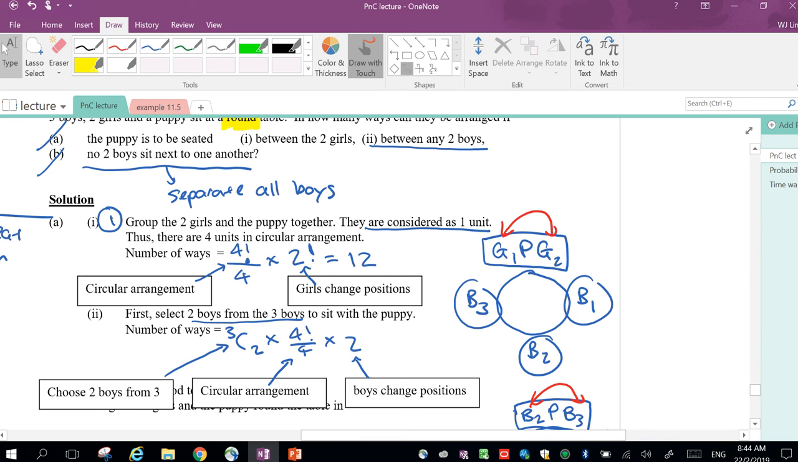Separate all of them. What method? I taught you all in the previous lecture. What method do you all recall? Slot in method. Okay, very good. Slot in method. You need to separate before using the slot in method.